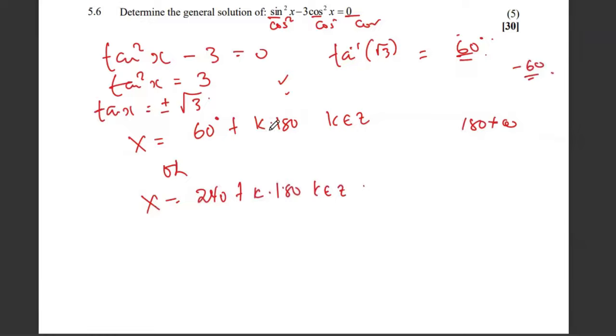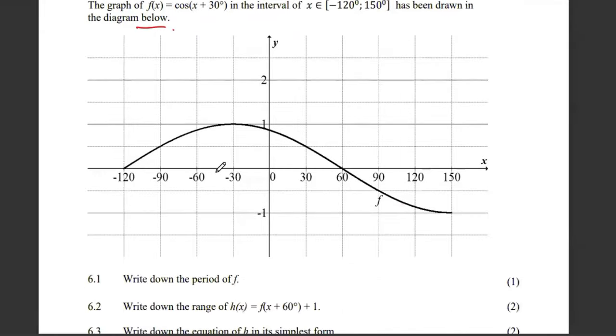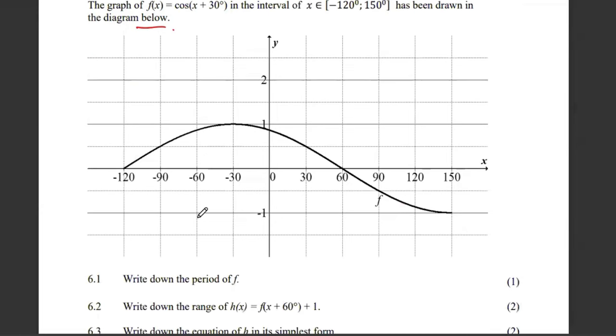And then we move on to question number 6, which is the trig functions. So we have the graph of f of x equals cos of x plus 30 in the interval, which has been drawn in the diagram below. Can we write the period? Okay, so what is the period? Remember, the period of a cos graph is 360. Okay, so that is 360 degrees.